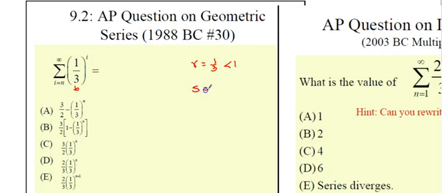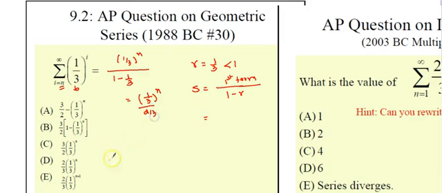Which means find the sum. The sum of an infinite geometric series is the first term over 1 minus r. In this case, r is 1/3, so 1 minus 1/3. And the first term, if you begin with n equals 1, is 1 over 3 to the n, which becomes 1/3. 1 minus 1/3 is 2/3. And clearly you can see that 2/3, if you flip it, becomes 3 over 2. So this is the answer.